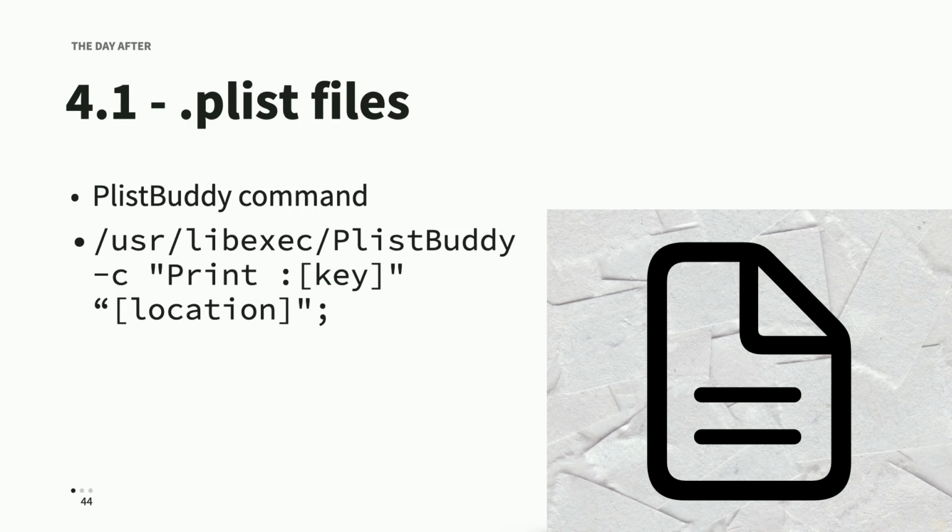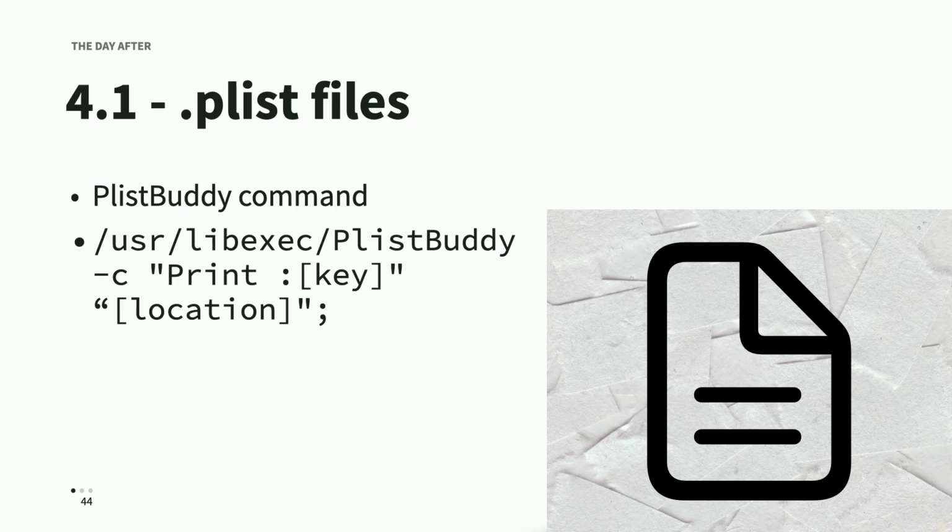We're pulling up that binary. We're saying, hey, PlistBuddy, it's in user libexec, and then we're going to issue the command argument. We want it to do something. So we're saying -c, the command we're issuing is print. We say print this specific key from a key value pair, and do it to this file.